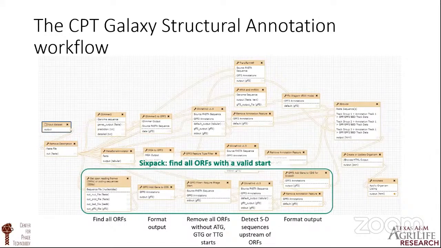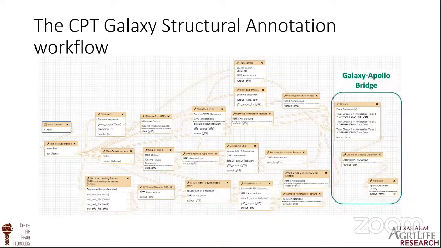The final structural gene calling part of the workflow here uses a tool called 6-pack. This is what's called a naive reading frame caller. So this will just identify all possible reading frames that code proteins over a certain size. These are then filtered for only those that have a valid start codon, and they get formatted for display in Apollo. The last part of the workflow is the Galaxy Apollo bridge, which will transfer analyses from Galaxy into Apollo, where the user can view them in the context of their genome.